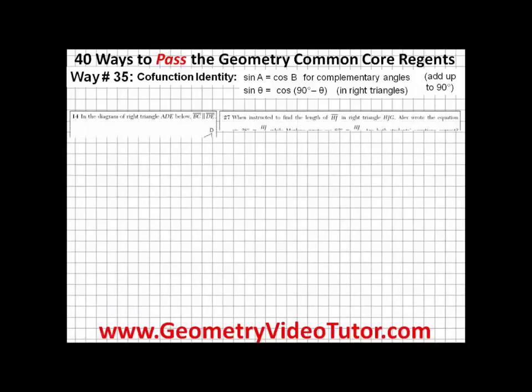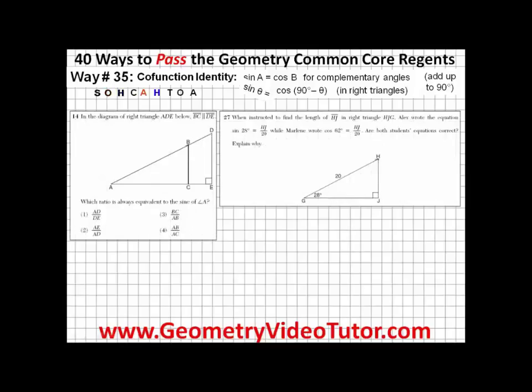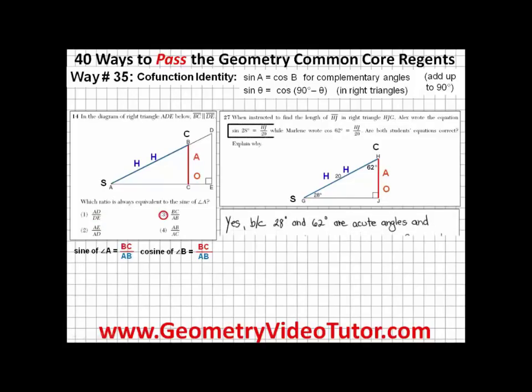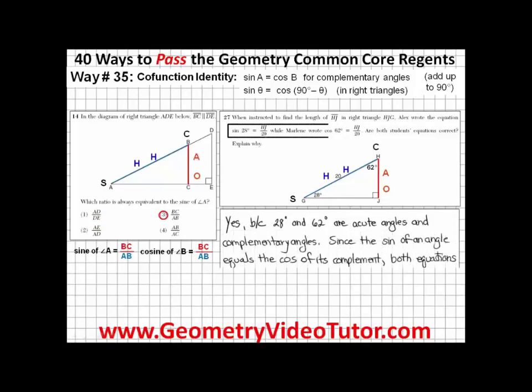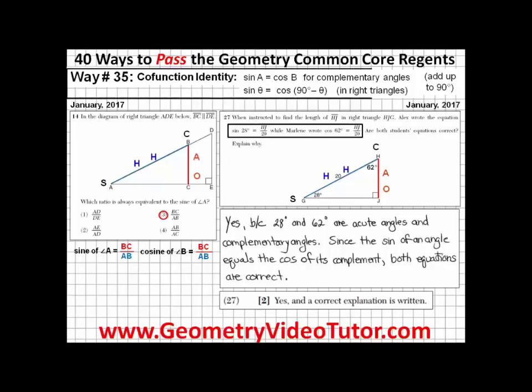And just in case you want to have a better understanding of this from the SOHCAHTOA standpoint, the sine of an angle is equal to the cosine of 90 degrees minus that angle, making choice 3 the answer on the left, and both students' equations are correct, along with a correct explanation. And the fact that both of these questions came from the same Geometry Common Core Regents exam is a good sign that you'll be able to pass yours.